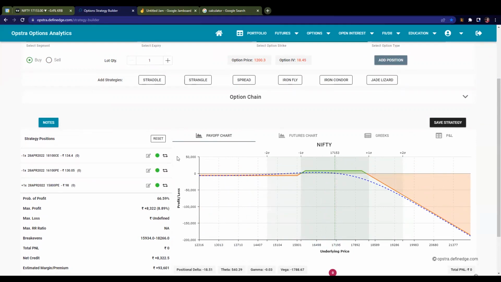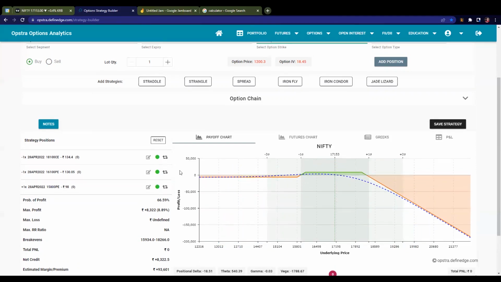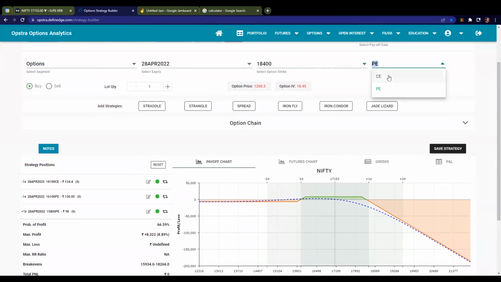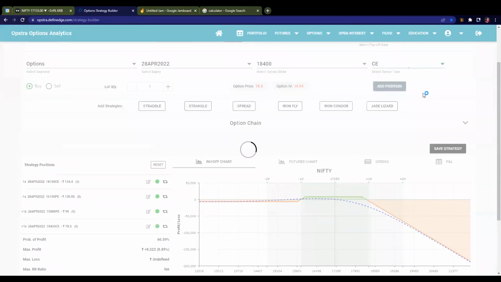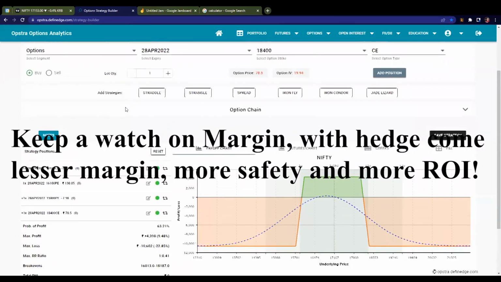Now let's say you're afraid that the market might collapse or give a good correction in upcoming days, but you are not worried about the up move. Maybe you have a good portfolio, you're already long in other positions, whatever may be the reason. So you can just buy the put option and leave the call option. But yeah, let's buy the call option for 18,400 to make it super safe.